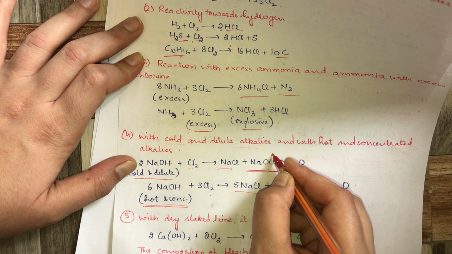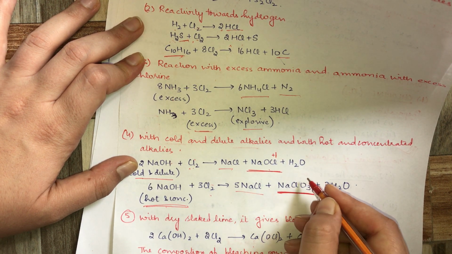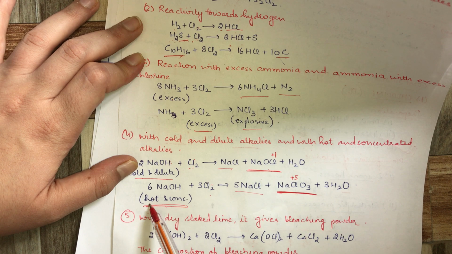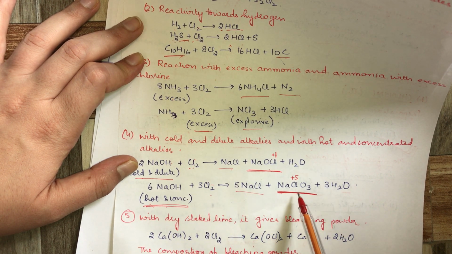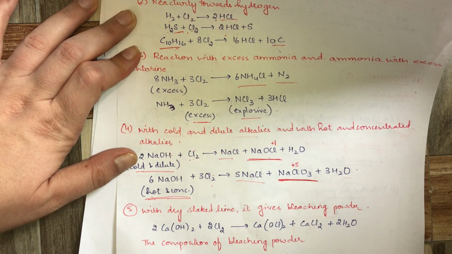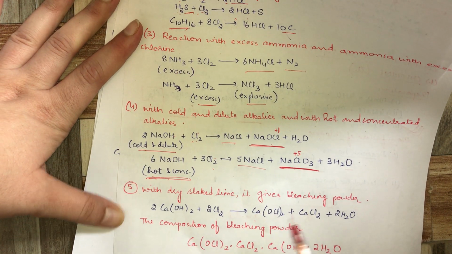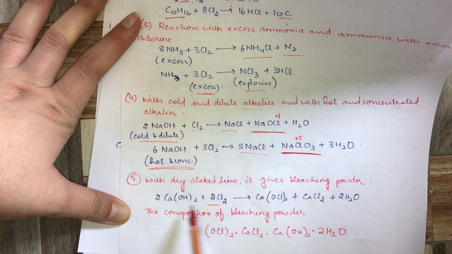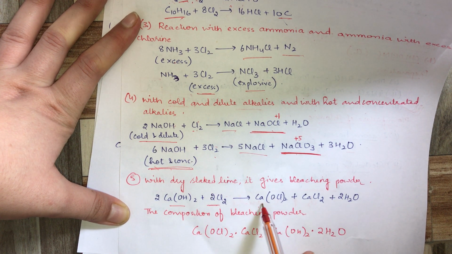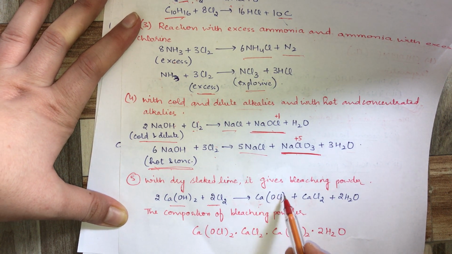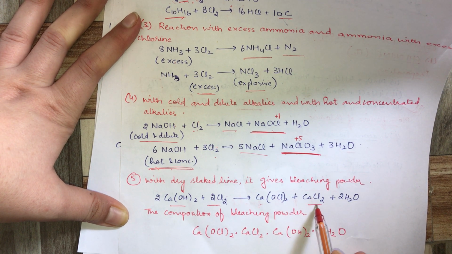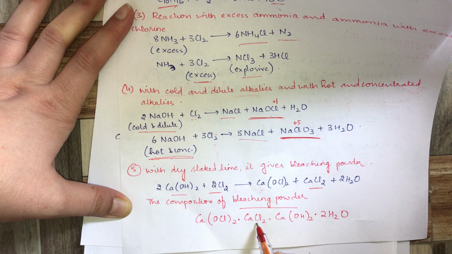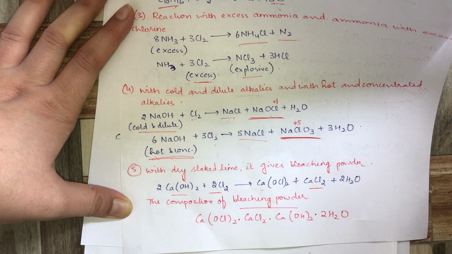Here chlorine is in +1 oxidation state. Here it is in +5 oxidation state. So if it's hot and concentrated, it is oxidized to a higher oxidation state. Here it is oxidized to a lower oxidation state. Chlorine also produces constituents of the bleaching powder. So if chlorine is passed through dry slaked lime, CaOCl2 and CaCl2 are formed. The composition of the bleaching powder is Ca(OCl)2, CaCl2, calcium hydroxide and water.